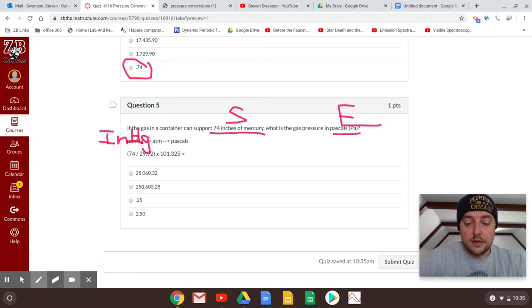Plug that into the calculator. We've got parentheses 74 divided by 29.92 times 101,325. That's what should show on your calculator. And you get 250,603.275, which should round to 250,603.28.